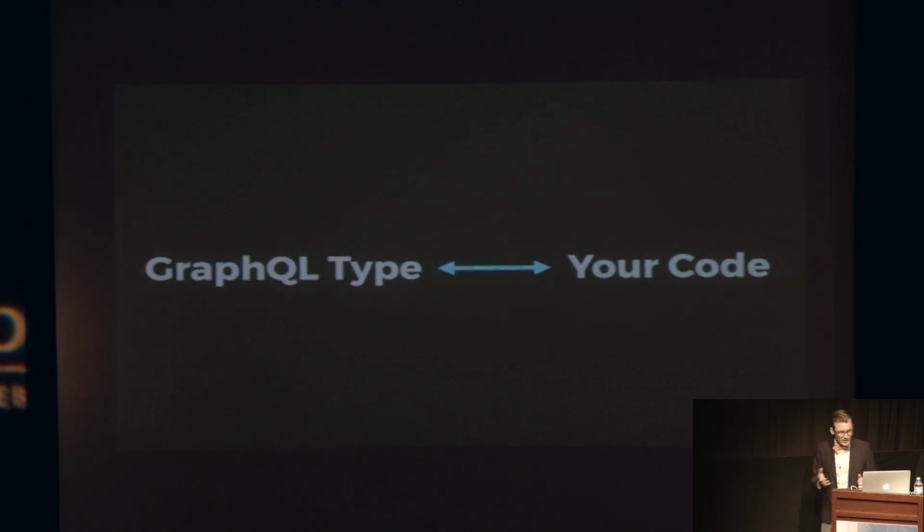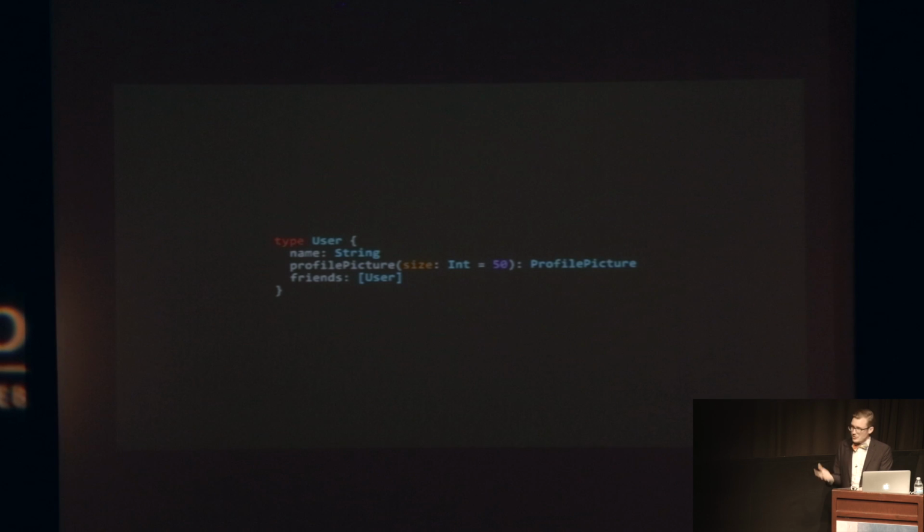So here's how that works. Each GraphQL type is tied to a little bit of code. A type is just a list of fields. So let's check out user type. We have name, profile pic, and friends.